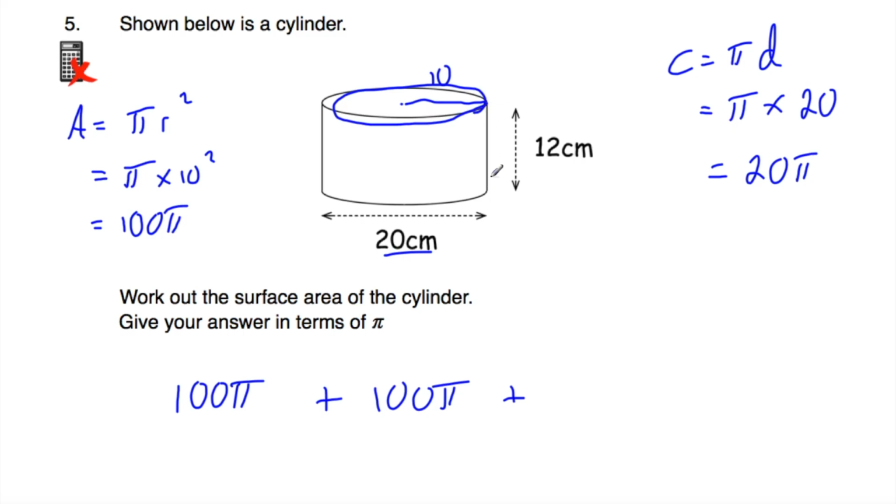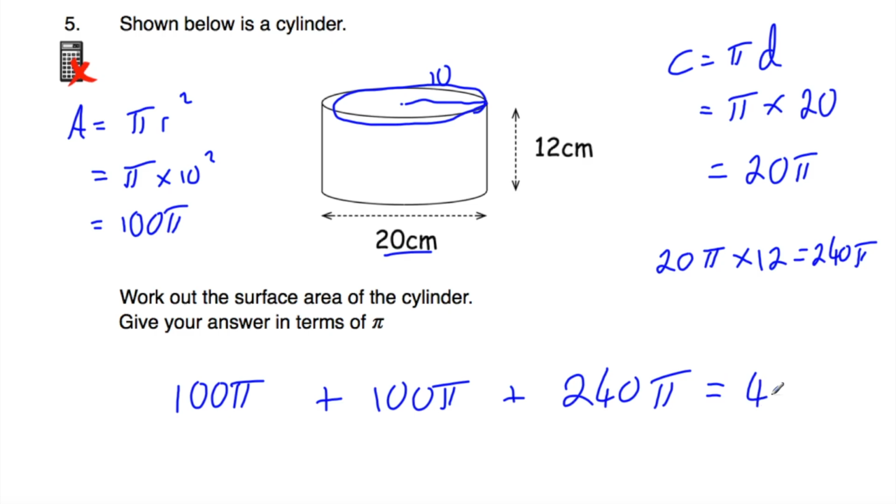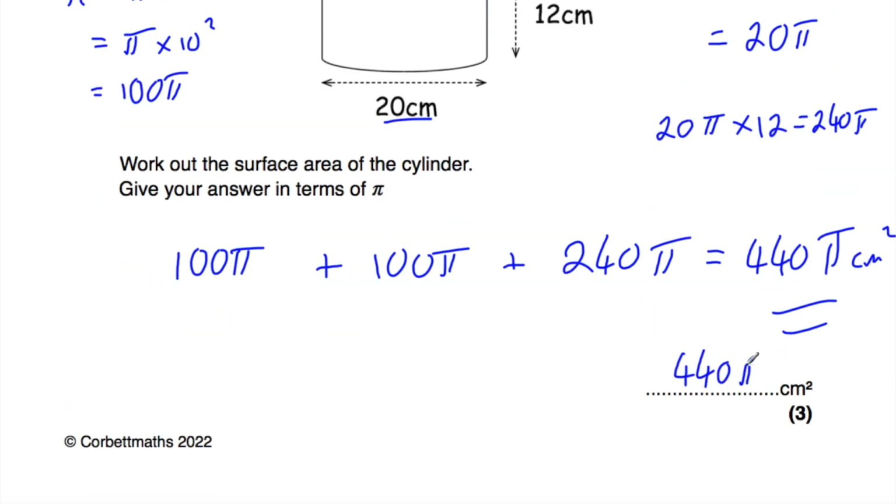We then times that by the height of the cylinder. So 20 pi times 12. 20 times 12 is 240, and then we've got pi, so that's 240 pi. So the area of that curved face would be 240 pi centimeters squared. That's fantastic. We've now got the area of the circle on the top, the area of the circle on the base, and the area of the curved face, and if we add them all up, that'll be equal to 440 pi centimeters squared. So that's the surface area of that cylinder in terms of pi, 440 pi centimeters squared, and that's it. Okay, let's look at our next question.